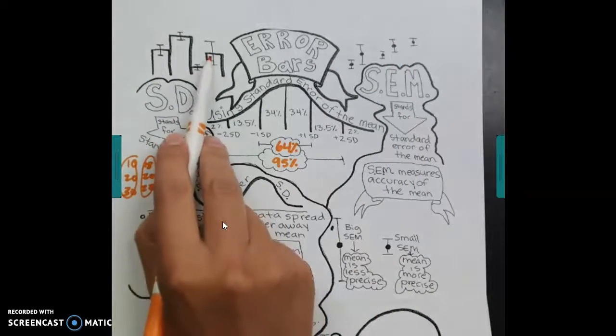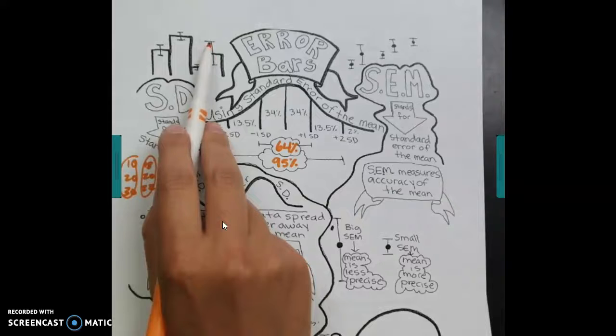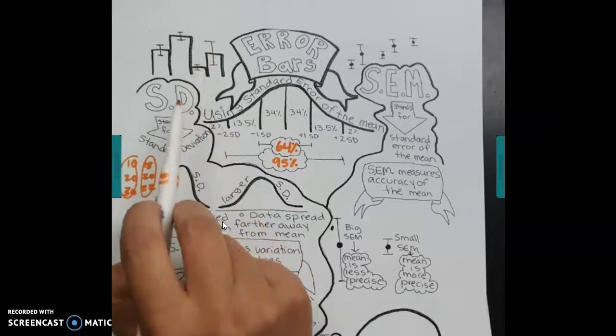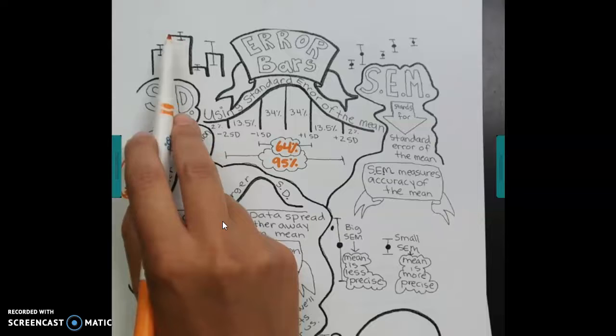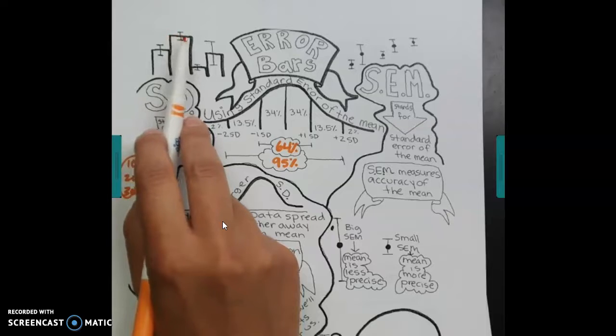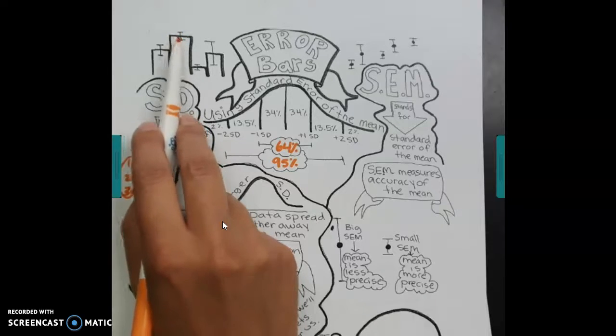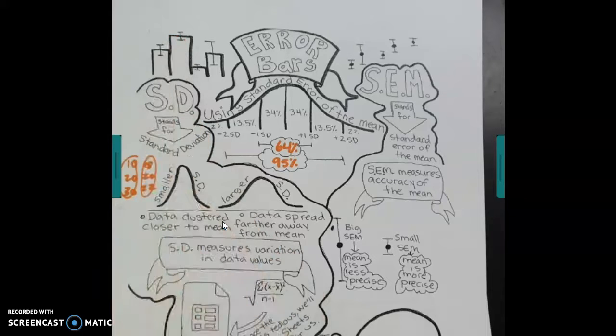So we might say, oh, this is the average, but the true average lies between here and here 95% of the time. Obviously, that's a really big range. Or we might say, oh, the average is this, and the true average lies between here and here 95% of the time. Again, this is much more precise. It has a smaller standard error of the mean.